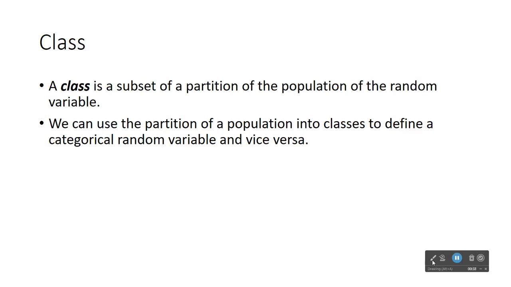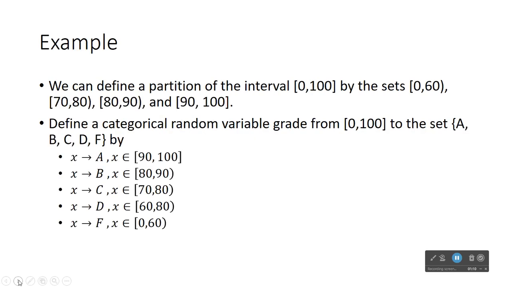A class. A class is a subset of a partition of the population of a random variable. We can use the partition of a population into classes to define a categorical random variable and vice versa. Okay, again, a good solid example will take care of all of this.